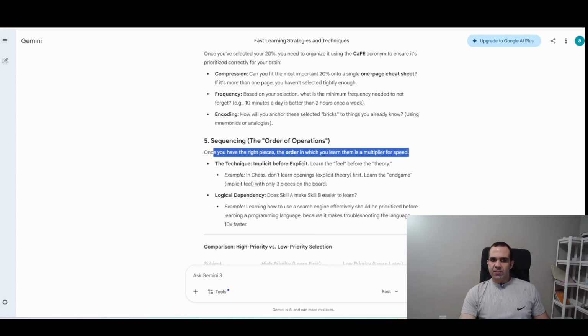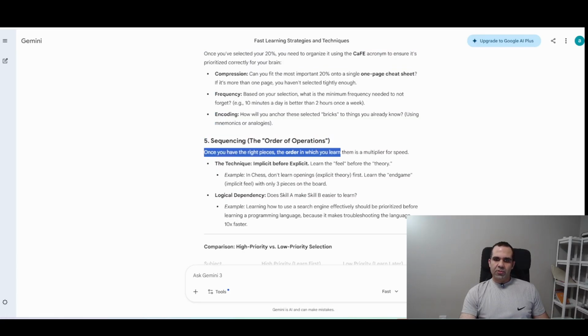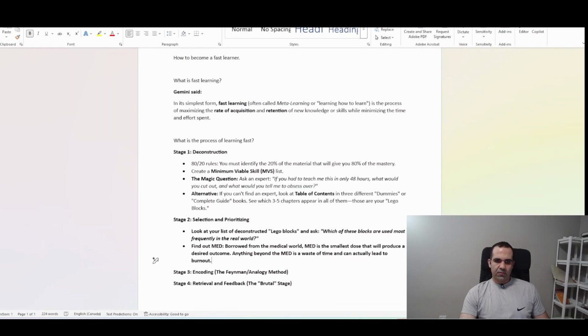The technique: implicit before explicit. Learn the feel before the theory. Example, in chess, don't learn openings first. Learn the endgame first. Sequencing: once you have the right pieces, the order in which you learn them is a multiplier for speed.